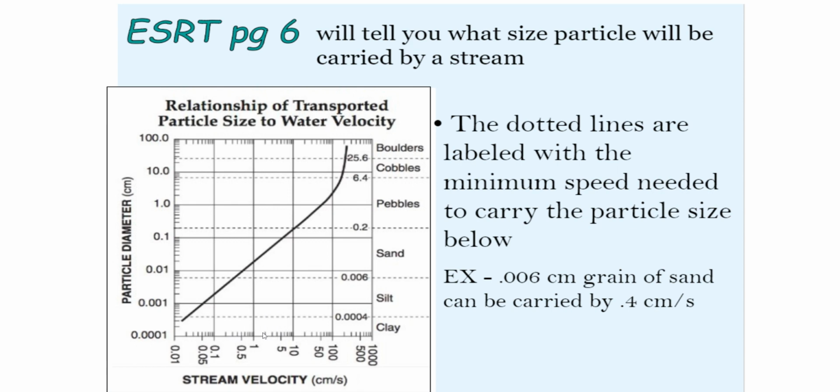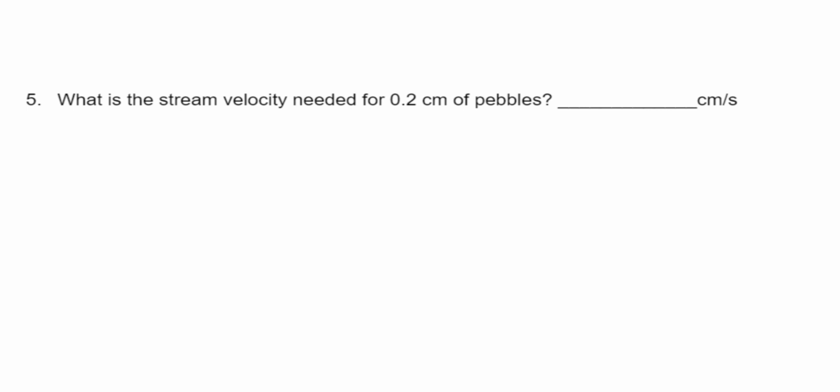Look at this box. If this is 1, then this must be 2, 3, 4, 5. Look at this box. If this is 10, then this must be 20, 30, 40, 50. And finally, this box, if this is 100, this must be 200, 300, 400, 500, and so on. Okay, so look at each box, each section, to figure out how each increment is going up or down. So, anyway, number 5, what is the stream velocity needed for 0.2 centimeters of pebbles?